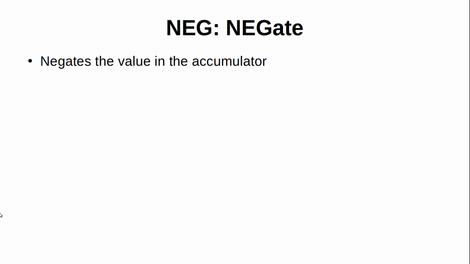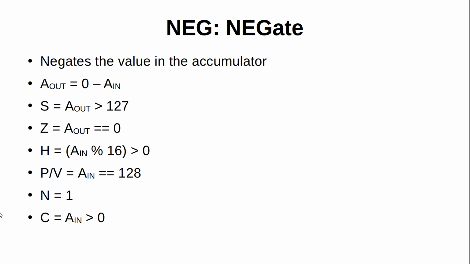We have just one more arithmetic instruction, neg, which negates the value in the accumulator. This means that it effectively subtracts the value from 0, reversing its sign while maintaining the same absolute value. Of course, this assumes that the value in A is a signed 8-bit integer.